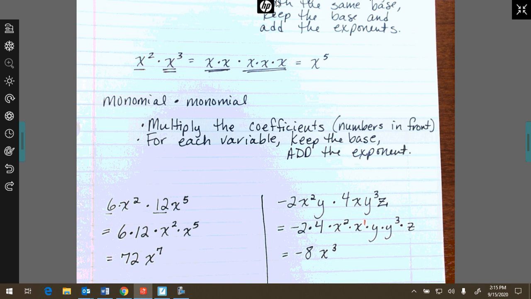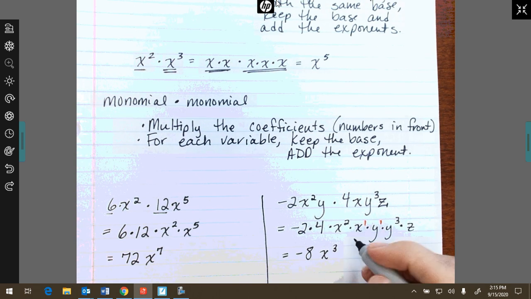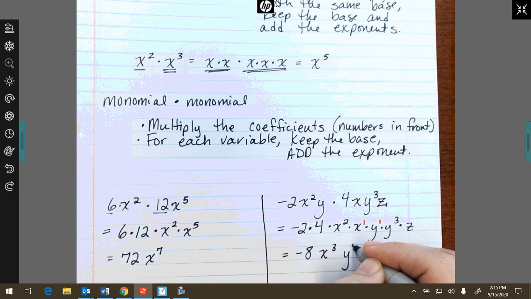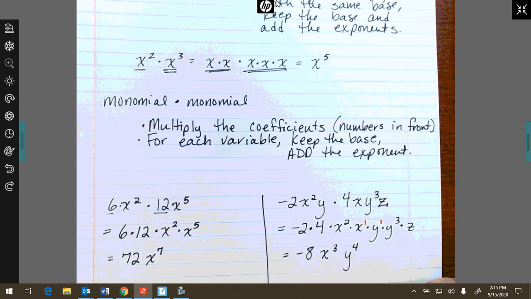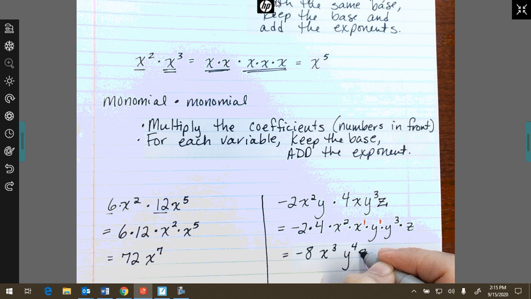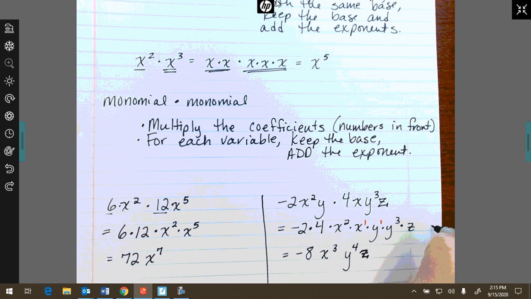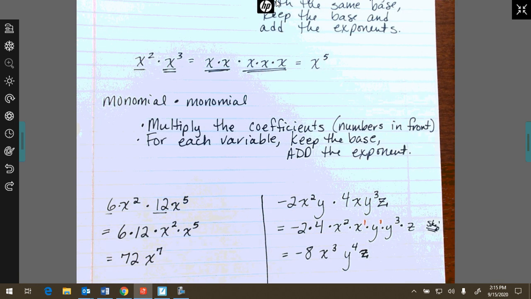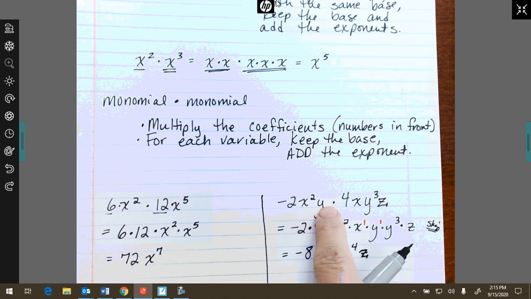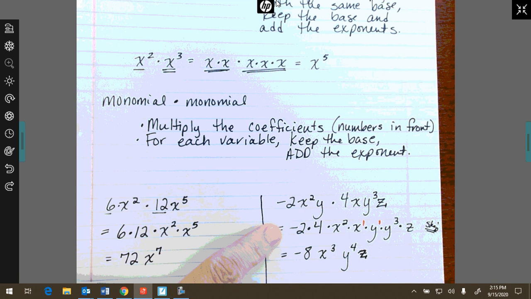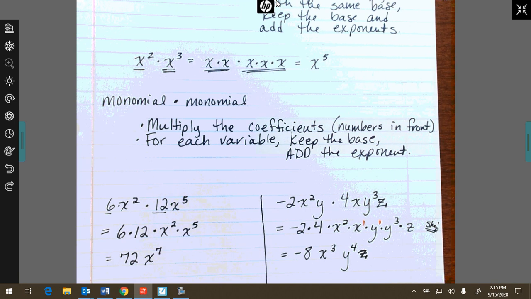And then same for my y's. There's a 1 right there. So I'm going to keep my base. 1 plus 3 is 4. And then the z stays a z. And that is it. We're going to keep practicing this. Again, I normally do it in my head. So if you're going straight from here to here, it's fine. If you need to do this middle step of rearranging, then do it.